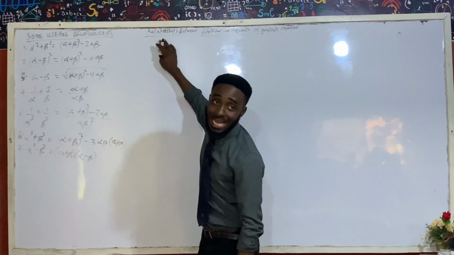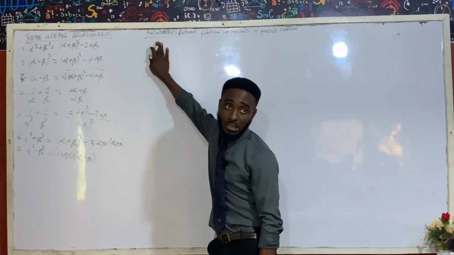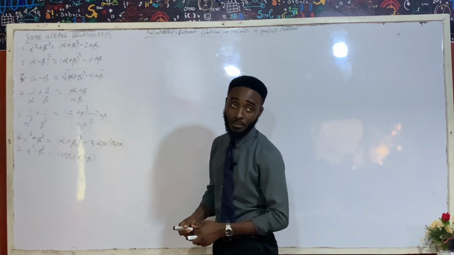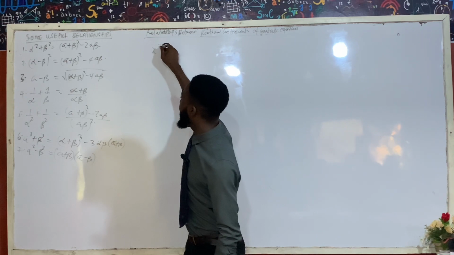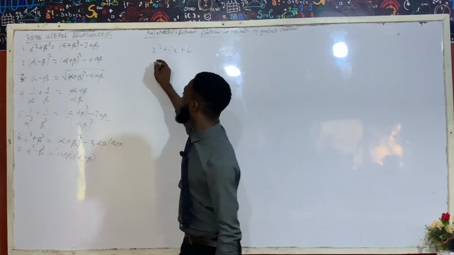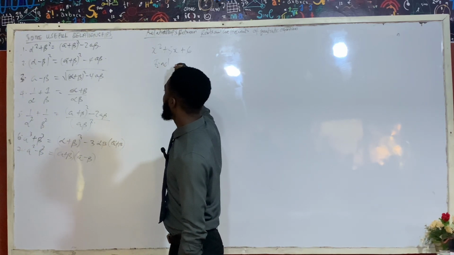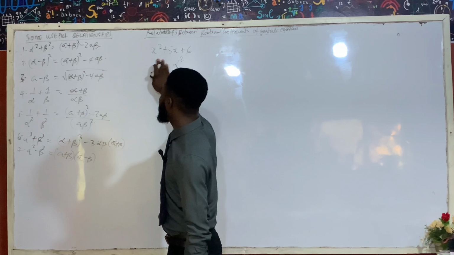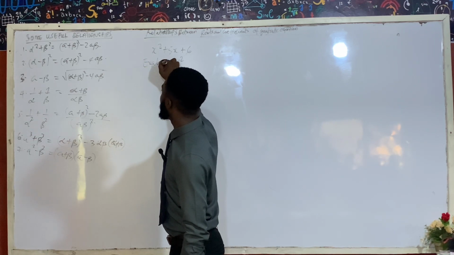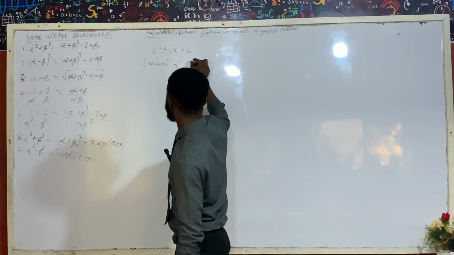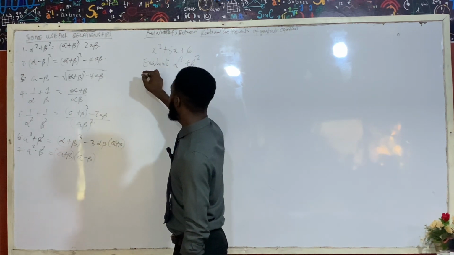If alpha and beta are the roots of the equation x squared plus 5x plus 6, find, or evaluate, alpha squared plus beta squared.